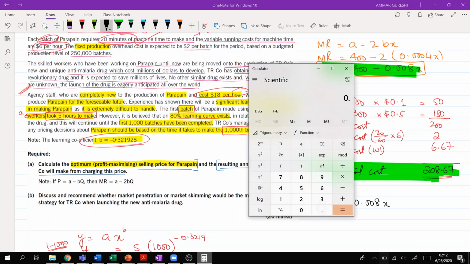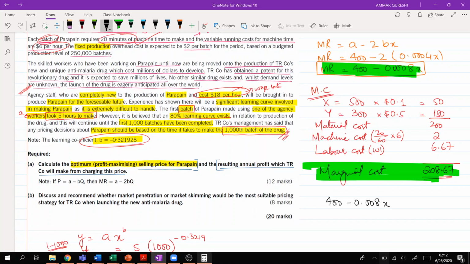Just a second. This is 0.0004 times 2 is 0.0008. It's not double zero, it's triple zero, right? Is equal to 208.67, right? So we just need to calculate this value of x. So this x will go here and this will come here. So 400 minus 208.67 is equal to 0.0008 of x.